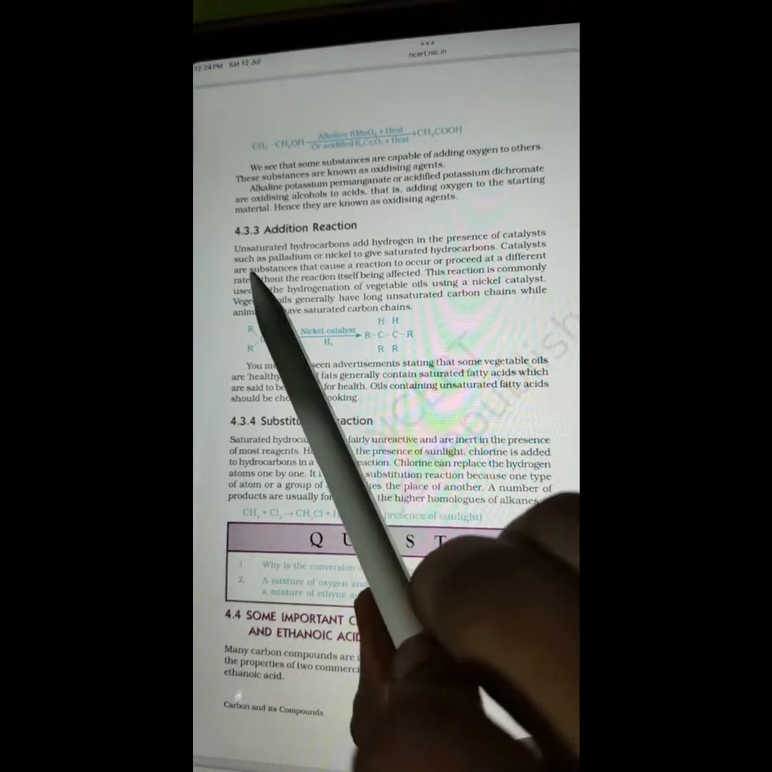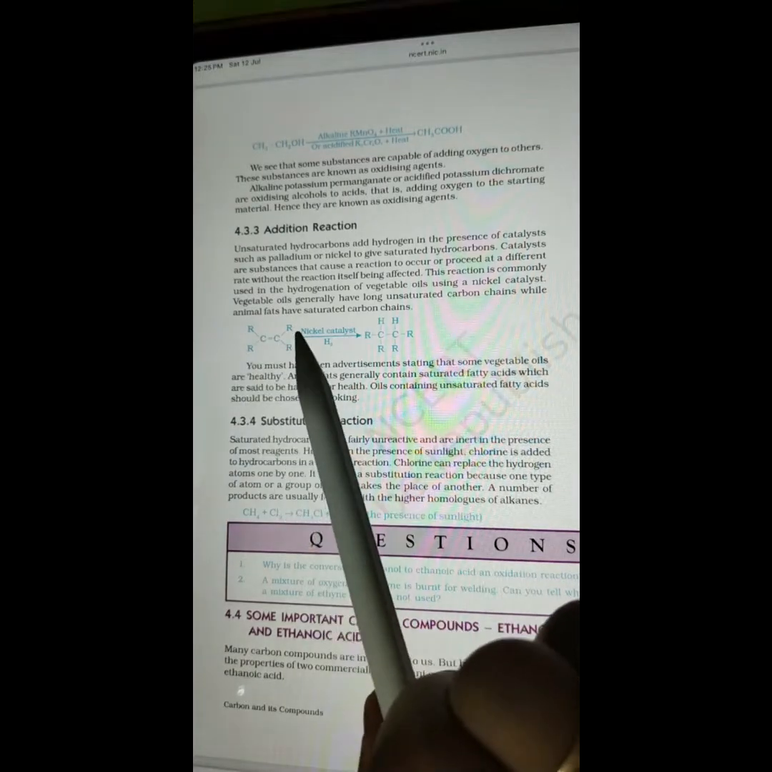4.3.3 Addition reaction. Unsaturated hydrocarbons add hydrogen in the presence of catalysts such as palladium or nickel to give saturated hydrocarbons. Catalysts are substances that cause a reaction to occur or proceed at a different rate without the reaction itself being affected. This reaction is commonly used in the hydrogenation of vegetable oils using nickel as a catalyst. Vegetable oils generally have long unsaturated carbon chains, while animal fats have saturated carbon chains. So here it has been shown that the unsaturation, because of the double bond, has gone saturated in the presence of nickel catalyst and in the presence of hydrogen.